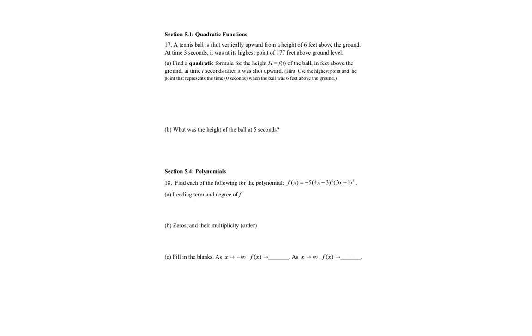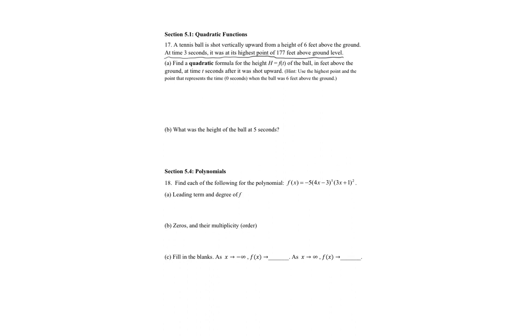And so if we have something that's shot up like a ball, vertex form is usually the best to use because we know that it goes up and hits a high point and then it has to come back down. And so, it even says right here at time 3 seconds, it was at its highest point of 177 feet above ground level. So that's its highest point. So we know that it must be a max, right?